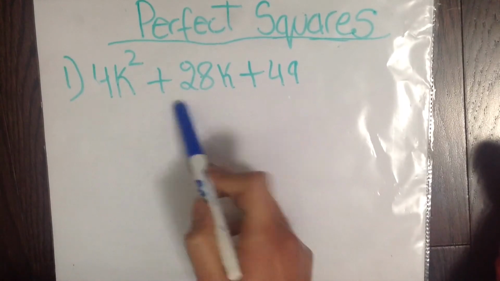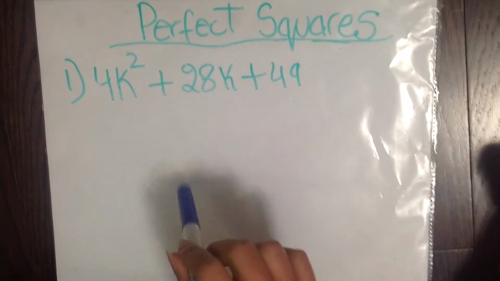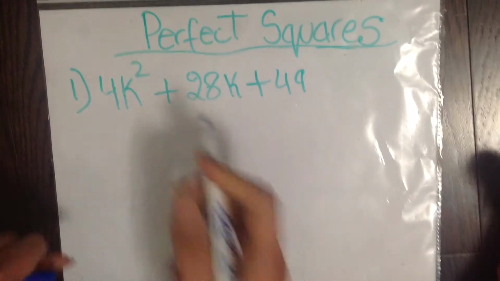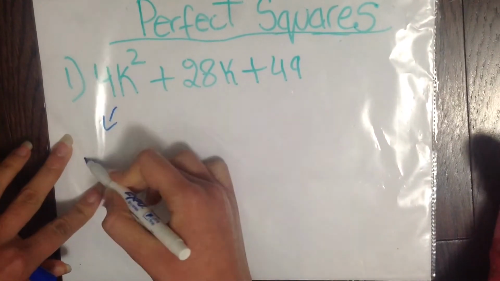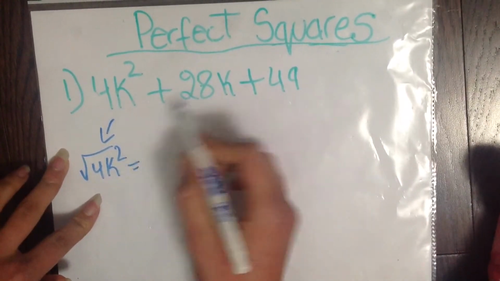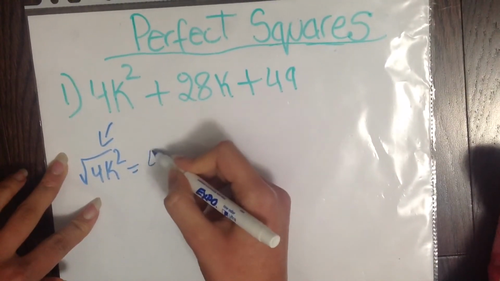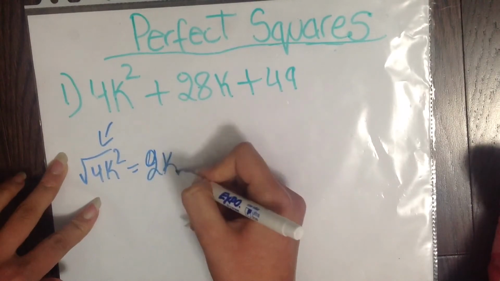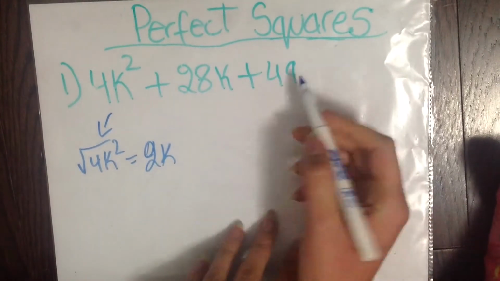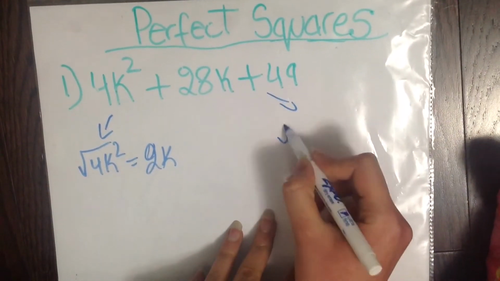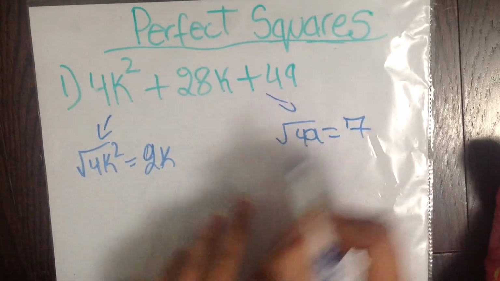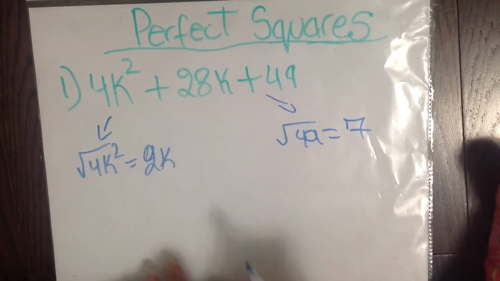Okay, so now we will be looking at perfect squares. This is another type of factoring problem that you can do. So what you want to do is square root your first and your last term. So you would square root 4k squared, which will give you a 2k, since 2 times 2 is 4 and k squared can be factored into a k. And now you want to square root the 49. And the square root of 49 is a 7, since 7 times 7 is 49.